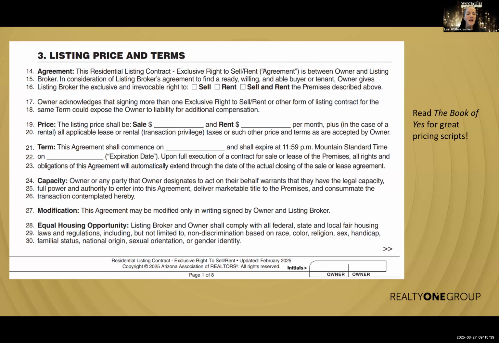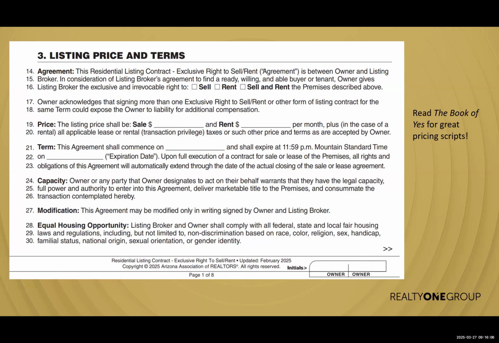This agreement may be modified only in writing, signed by owner and listing broker. That's such a weird turn of phrase for me. Only in writing, signed by. I mean, I guess maybe only in writing. I don't know. The English major in me thinks that that's kind of a weird sentence, but it is what it is. The moral of the story is that you ultimately have to have some sort of addendum or form to modify any of these terms. You cannot do that unilaterally.